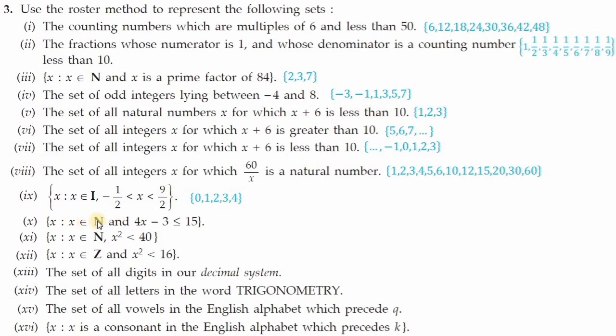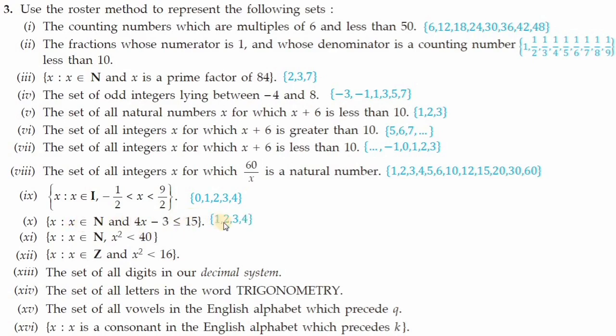Next is this set. Okay, so we have to write this in roster form. So what is this? x is a natural number. So what is the first natural number? First natural number is 1. So if I put the value of x to be 1, we have 4 into 1 is 4, minus 3. So 4 minus 3 is how much? It is 1. And is 1 less than or equal to 15? Yes. So that's why in this set I can put x equals 1.